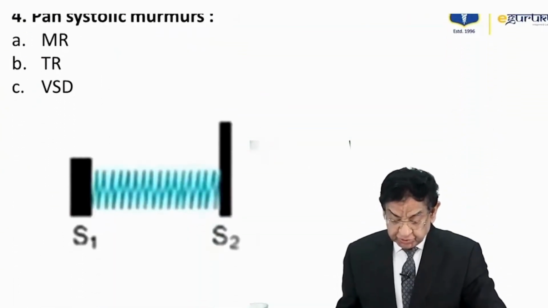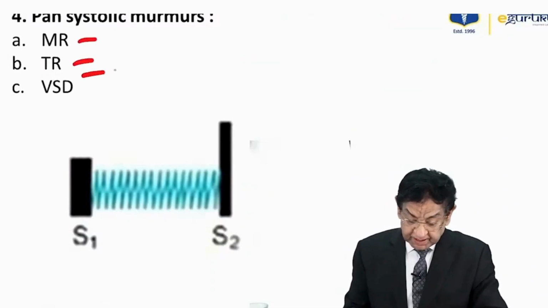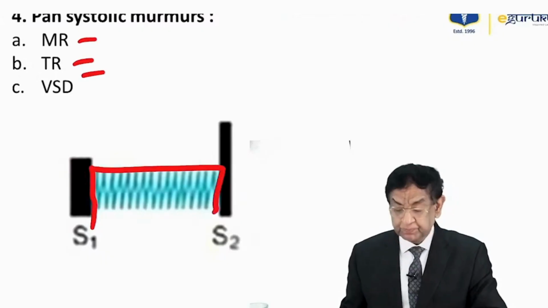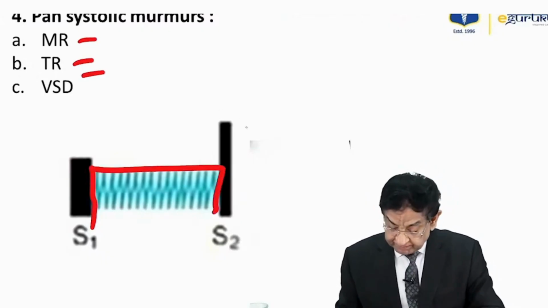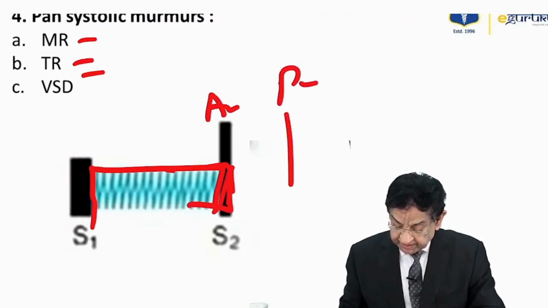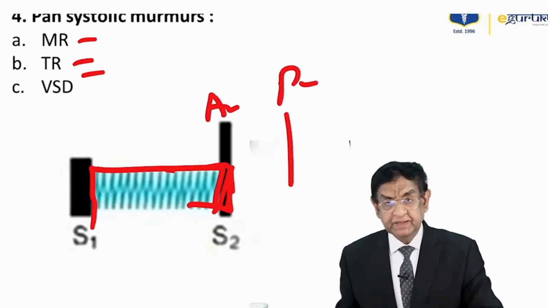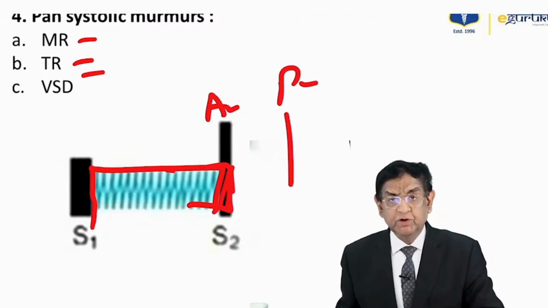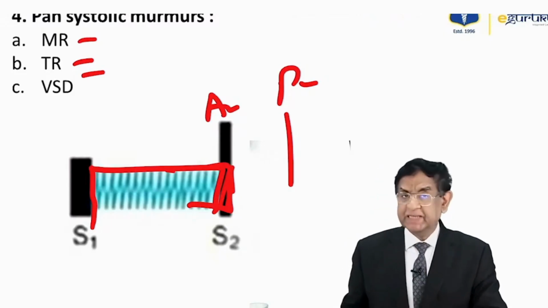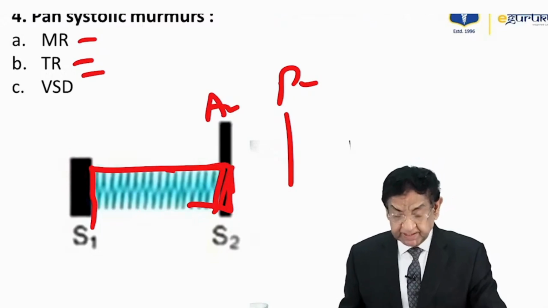Pan-systolic murmur is a universal question. MR, TR and VSD start from S1, go to S2. Quite often this is A2, P2. Quite often it can merge with the A2 also. You may not be able to hear the pulmonary component or aortic component at times, but pan-systolic murmur: MR, TR and VSD.